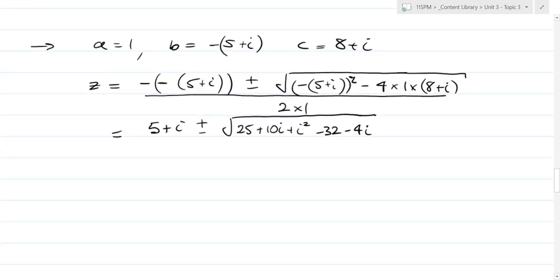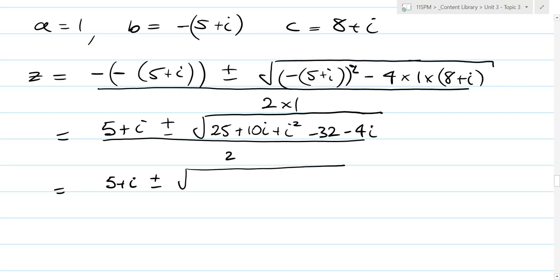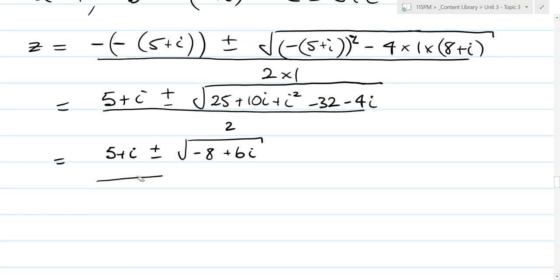I'll just zoom in on this bit now. This is equal to 5 plus i plus or minus the square root of 25 minus 1 from the i squared, minus 32, which gives me negative 8. And then 10i minus 4i gives me plus 6i, all over 2. Now I know from experience that that is the beginnings of a Pythagorean triple, which means it probably is going to give me something nice as a result.